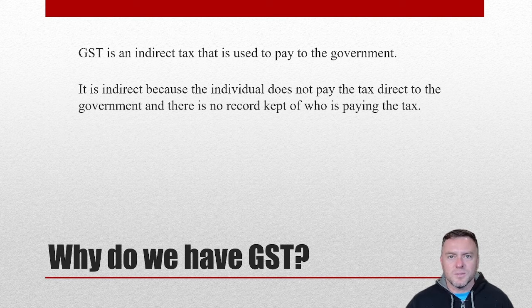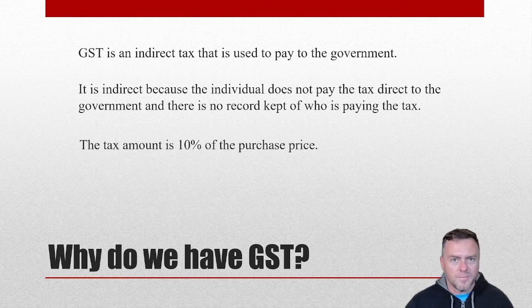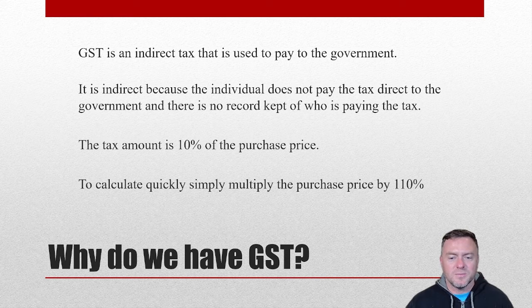Because the individual doesn't pay it directly, there's no record keeping of needing to know who paid what and where as it went along. The tax is 10% of the purchase price, and it's really simple to work out. You just multiply by 110%.